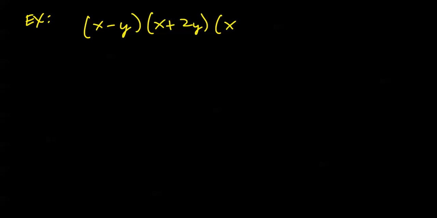Last one. Example: x minus y times x plus 2y times x minus 2y. Here I've got a product of three binomials. I suppose I can multiply any two together first. Multiplication is commutative and associative. What I'm going to do is multiply these two. I think I see something happening in that second product.